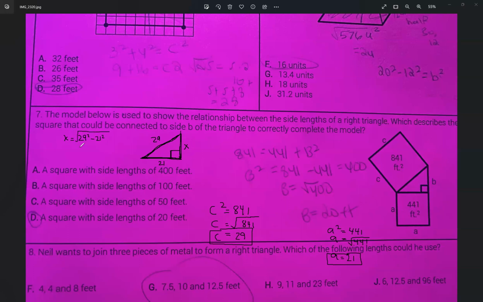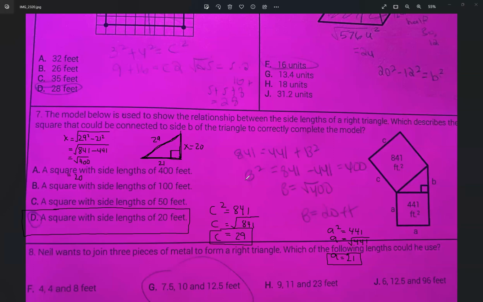Root of that. Okay. 29 squared we know is 841. 21 squared we know is 441. What's the difference there? 400. Okay, so what's root 400? 20. There you go. X equals 20. Yeah, right here. Square with side lengths of 20. D. Yeah, that makes sense.